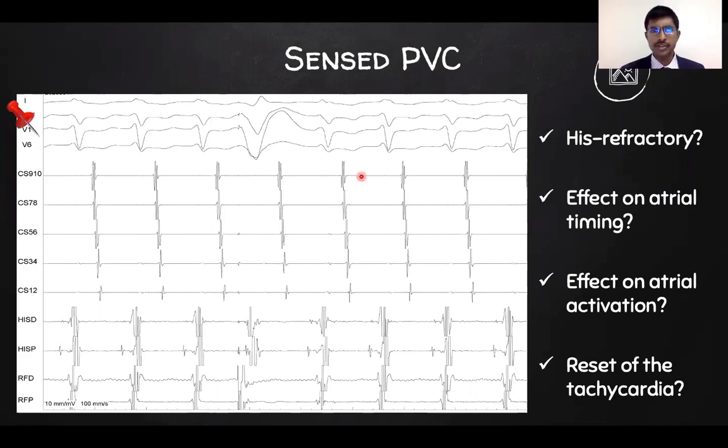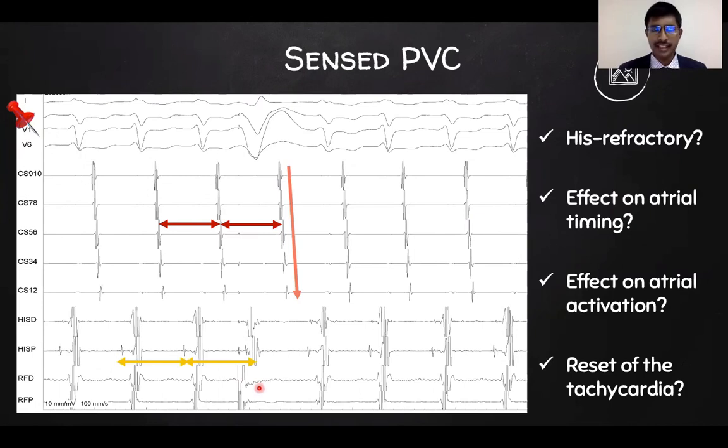The first question you need to ask: is it a His refractory PVC? In this case, measure the His to His intervals and see, this PVC looks a little premature, may not be His refractory. Has it an effect on the atrial timing? This is how you measure the atrial timing. There's no effect on the atrial timing. Did it change the atrial activation? Again, the answer is no in this particular trace.